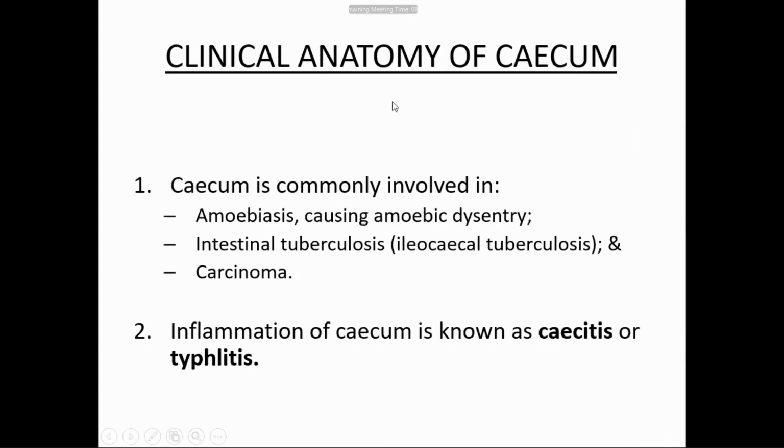Now the clinical anatomy of the cecum. Cecum is commonly involved in amoebiasis causing amoebic dysentery, that is the Entamoeba histolytica. Then intestinal tuberculosis and carcinoma cecum. Inflammation of the cecum is known as cecitis or typhlitis. Sometimes in viva they may ask, inflammation of the cecum is called cecitis or typhlitis.